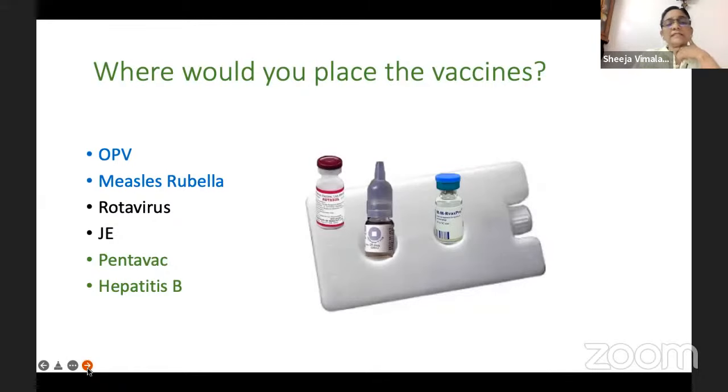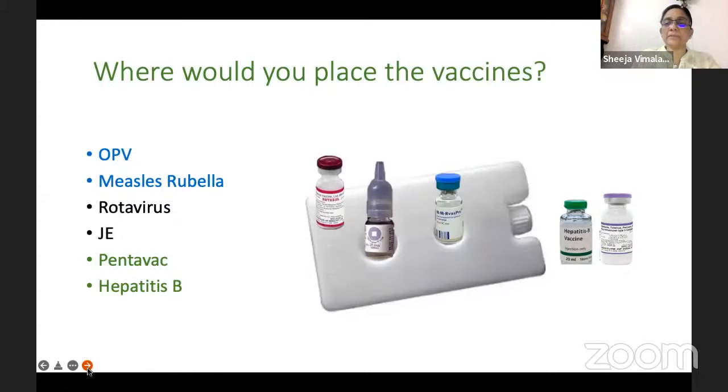Whereas your JE and rotavirus are also live vaccines. They should be kept on the surface of the ice pack. Whereas pentavac and hepatitis B are T-series vaccines. T-series vaccines are not damaged by heat much. They are damaged by freezing. So T-series vaccines should never be kept on top of an ice pack. That brings us to another point.